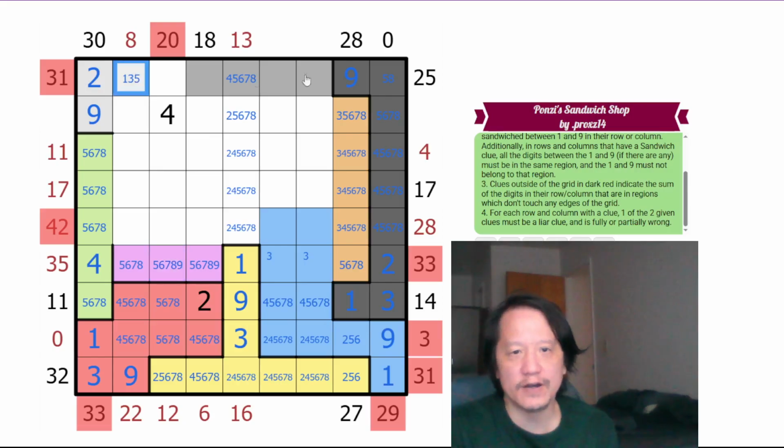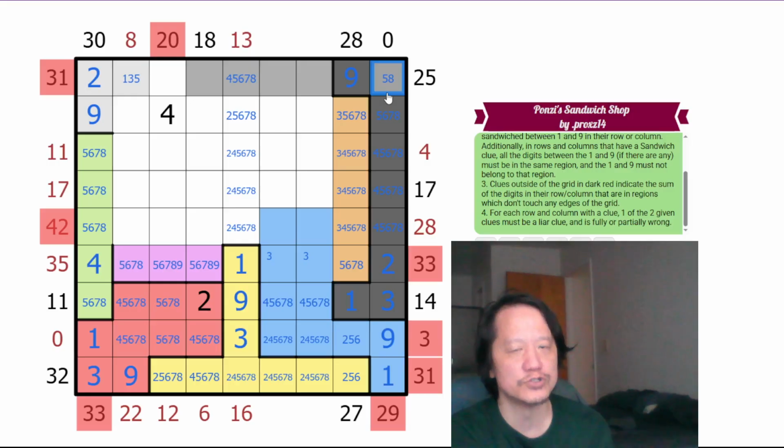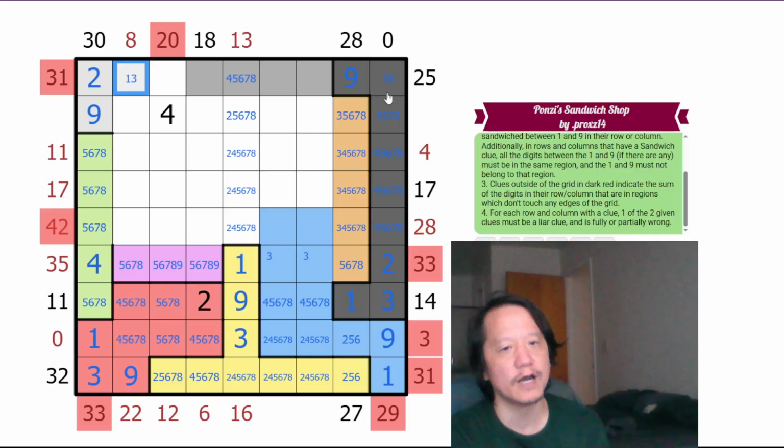This can't be 5 here anymore. If this was 5, that would force this to be 8, and the digits outside of the sandwich would add up to 2, 5, and 8, which is too large. So this is either 1 or 3 here. Green needs access to a 1, 2, 3, and 9.